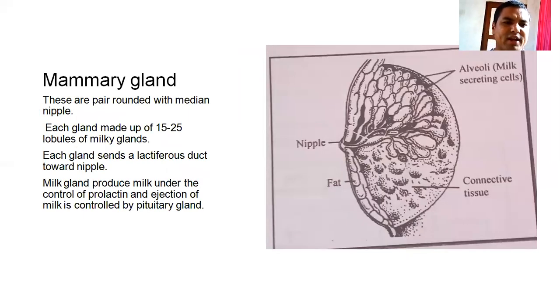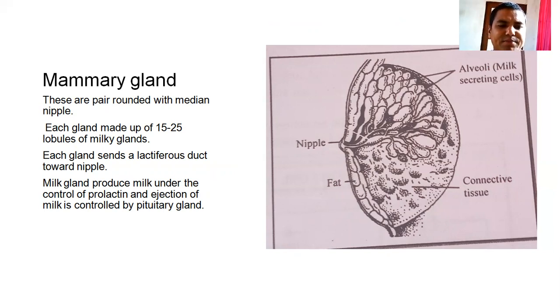Now this is the mammary gland. Mammary glands are rounded with a middle nipple. That nipple is used to feed milk to the baby. Each gland is made up of 15 to 25 lobules of milk gland. In each lobule you can see balloon-like structures, the alveoli. Those cells secrete the milk. Each gland sends a lactiferous duct toward the nipple. That duct is present from every cell. You can see it in the figure also.